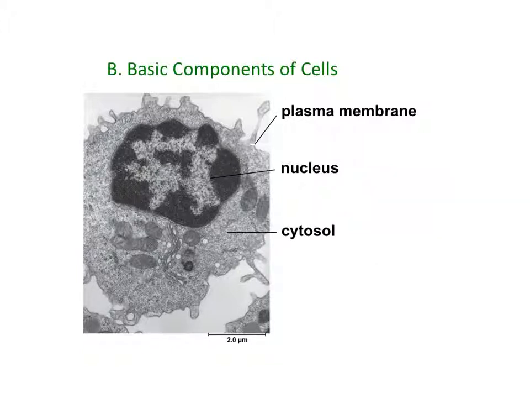The third component of a cell is the cytosol. This also equals the cytoplasm, and this is a gel-like matrix that fills the cell.